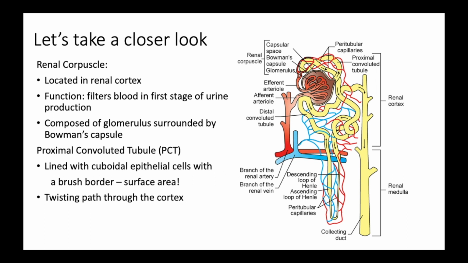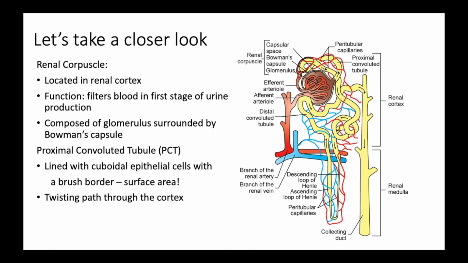So looking at this, the renal corpuscle, as I mentioned before, is composed of the glomerulus surrounded by the Bowman's capsule, and it's located in the cortex of the kidney. The glomerulus is a tuft of glomerular capillaries, and the Bowman's capsule is a double-walled capsule that surrounds the glomerulus. The function of the renal corpuscle is to filter blood in the first stage of urine production. The fluid that's filtered out of this portion of the nephron is called the glomerular filtrate.